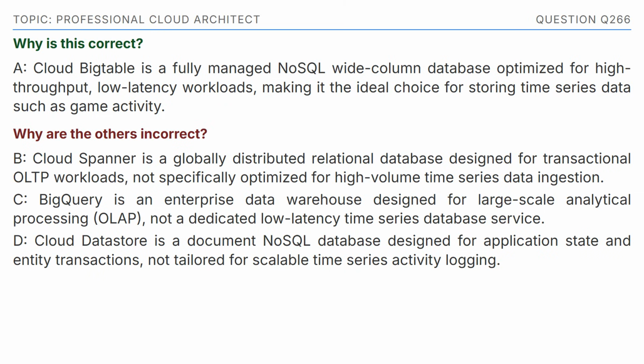Why are the others incorrect? B. Cloud Spanner is a globally distributed relational database designed for transactional OLTP workloads, not specifically optimized for high-volume time series data ingestion. C. BigQuery is an enterprise data warehouse designed for large-scale analytical processing, OLAP, not a dedicated low-latency time series database service. D. Cloud Data Store is a document NoSQL database designed for application state and entity transactions, not tailored for scalable time series activity logging.